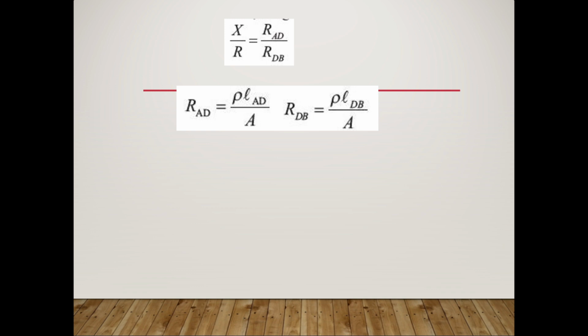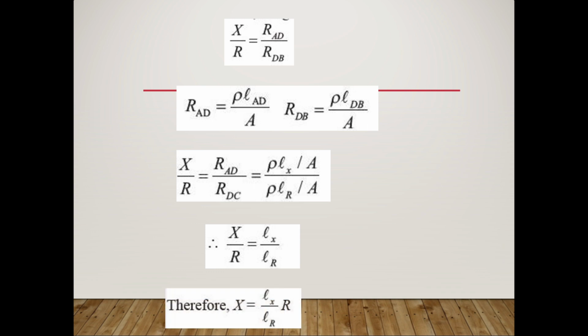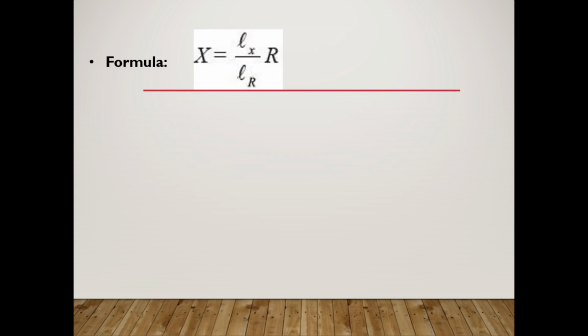Now put these values in the above equation and we get X upon R equal to RAD upon RDB, which is equal to rho into Lx upon A divided by rho into Lr upon A. Here Lx is equal to LAD and Lr is equal to LDB. So rho and A get cancelled and we get the equation X upon R is equal to Lx upon Lr. To find the unknown resistance, we get the formula X is equal to Lx upon Lr into R. This is the formula to find out the unknown resistance.